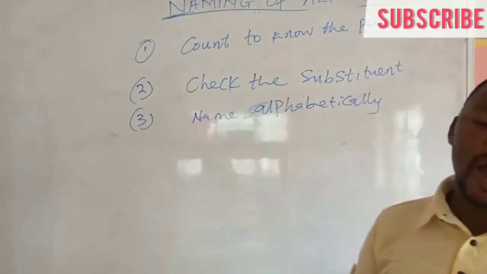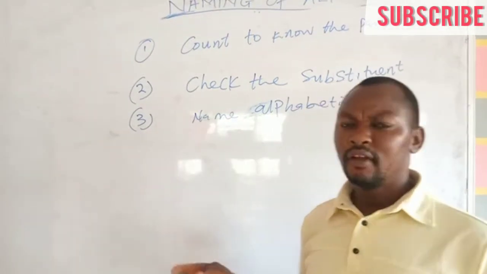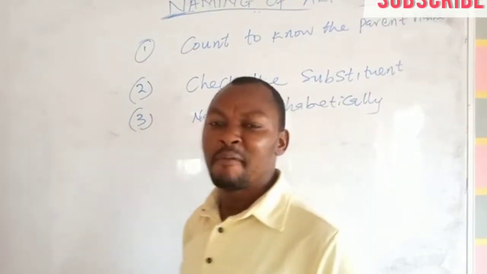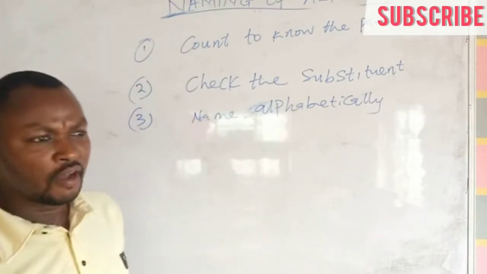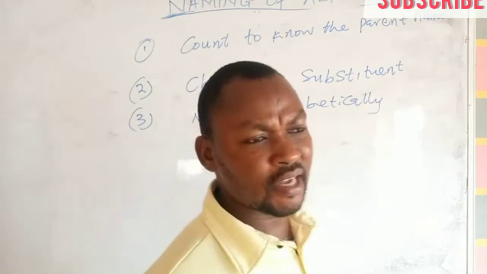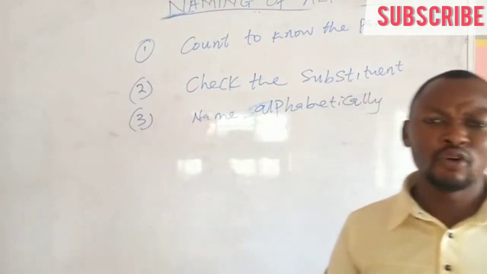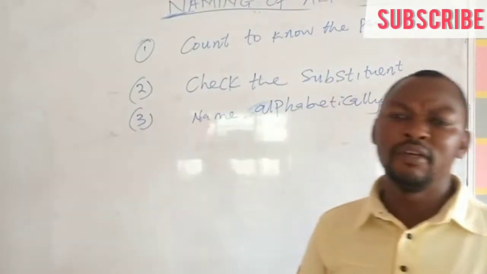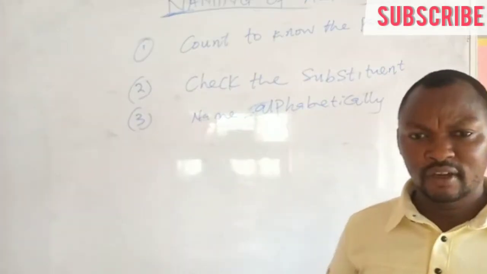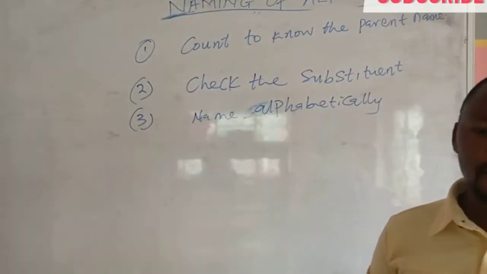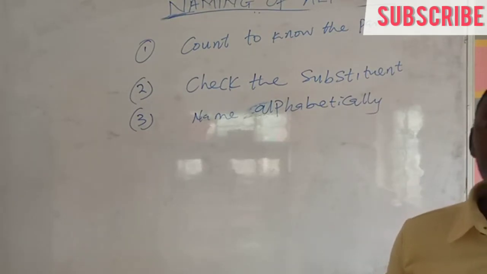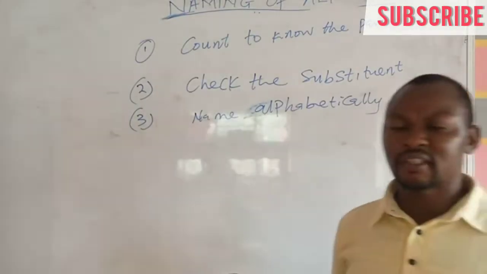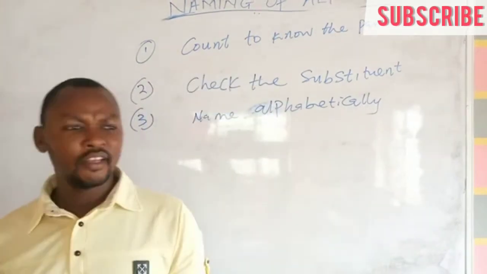If you have iodine and bromine, we name bromine first before naming chlorine, because by alphabet we have A, B, C, D up to Z. So chlorine is C and bromine is B. And if we have iodine as a substituent and chlorine, we name chlorine first before iodine, because iodine starts with I.